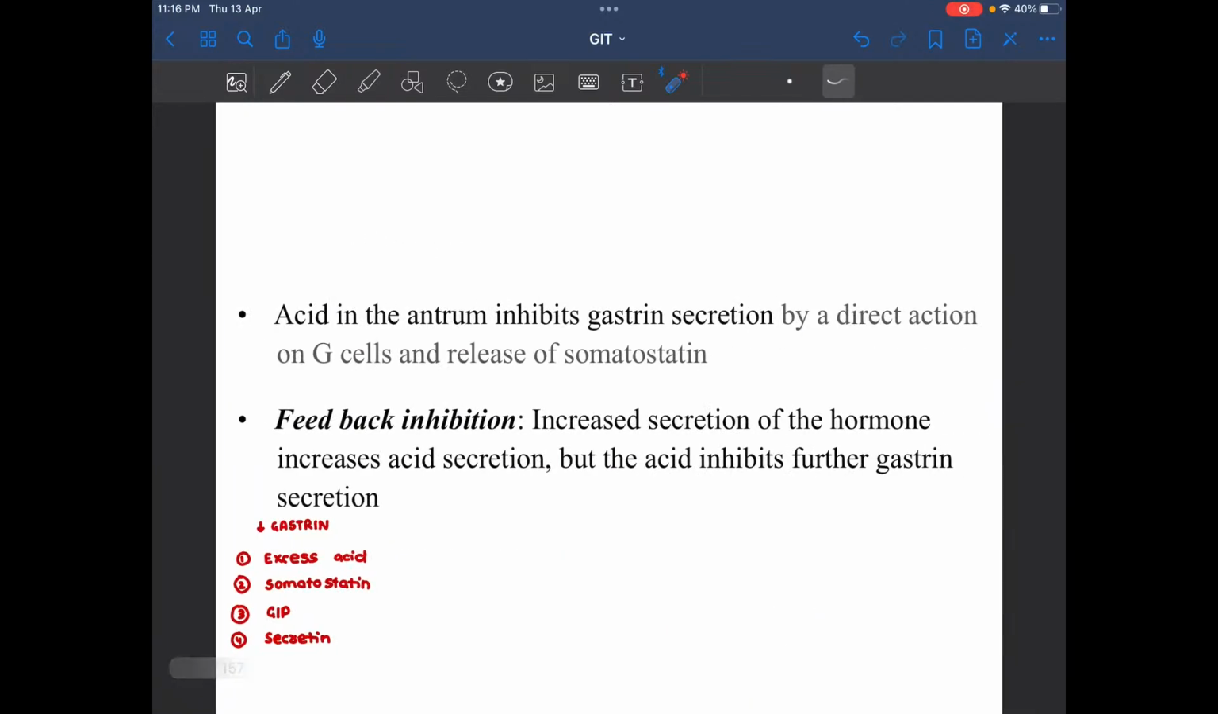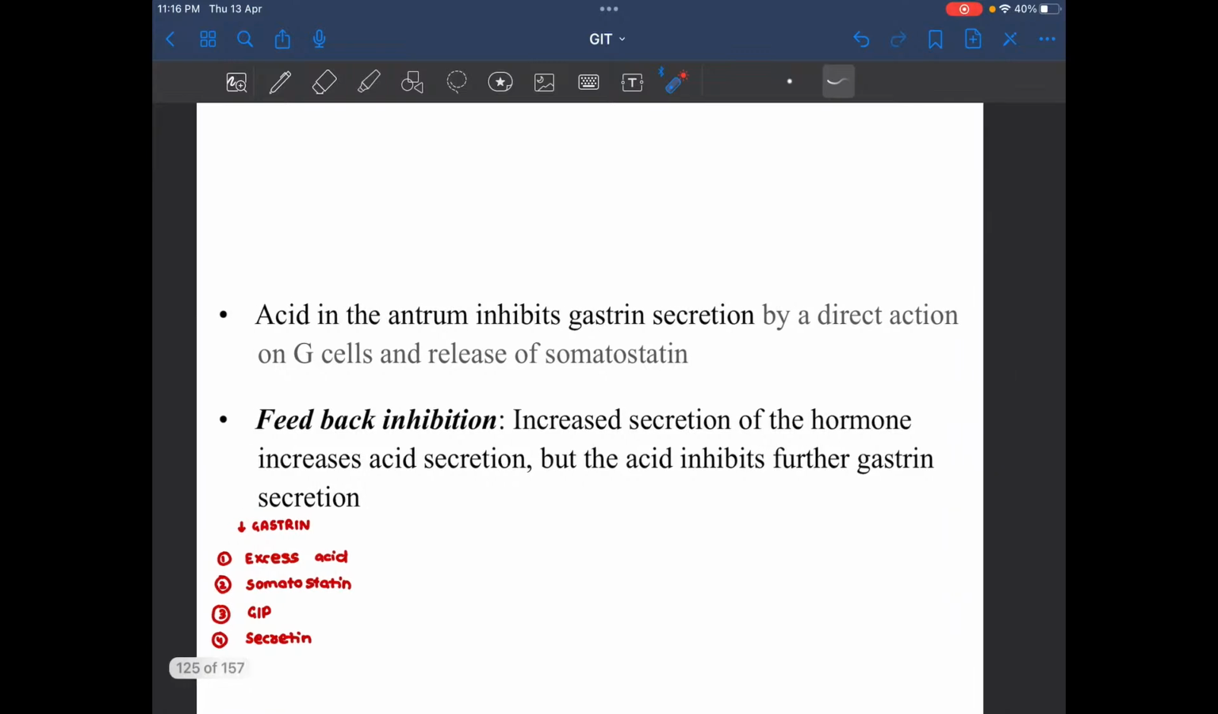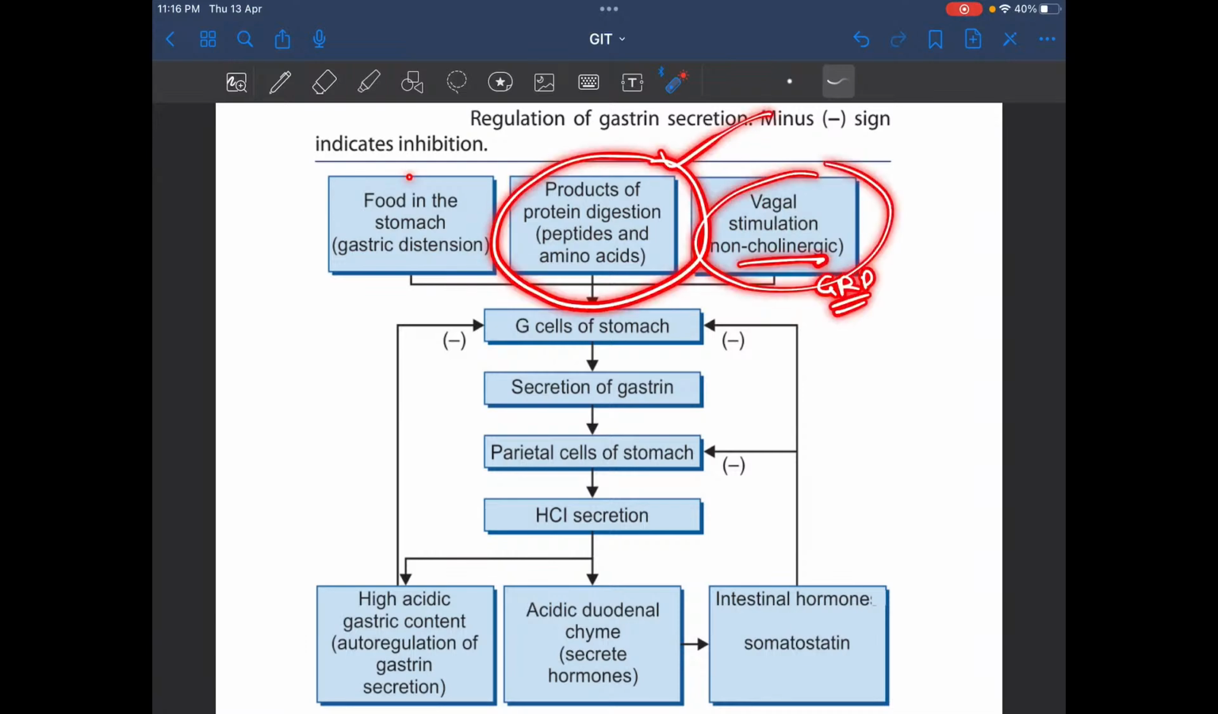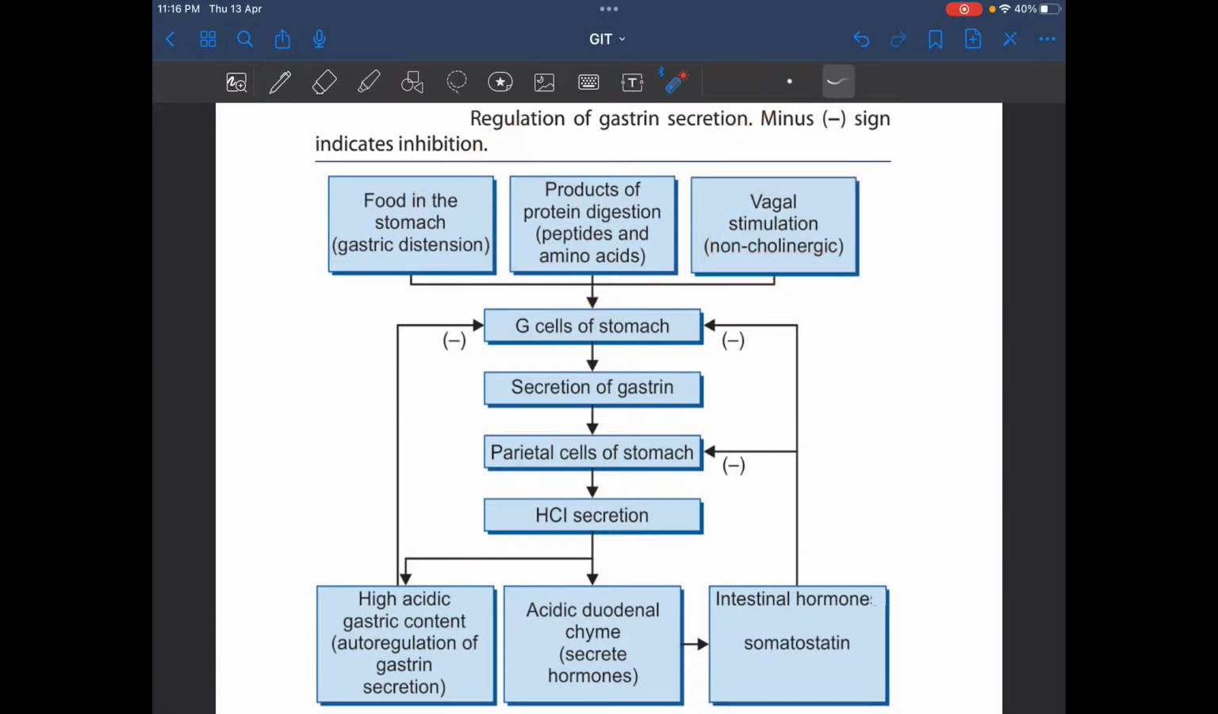Okay. What decreases gastrin? Actually, it is excessive acidity, or somatostatin being released from the D cells. Okay, and we have GIP as well, gastric inhibitory peptide, that can also decrease it, or we can have secretin as well. Okay, so these are things which are actually leading to it. We have vagal stimulation, non-cholinergic. We talked about it. That is GRP. We have products of protein digestion. We talked about that as well, and food in the stomach. That is distension of the stomach as well.